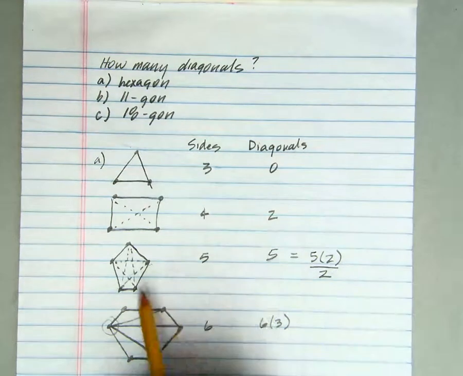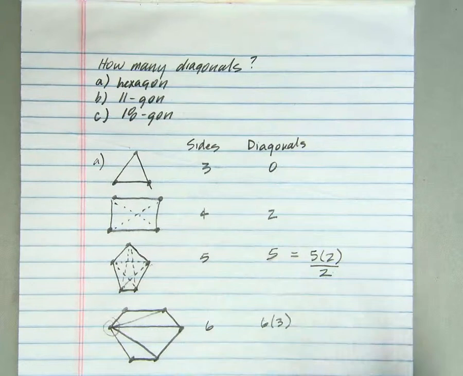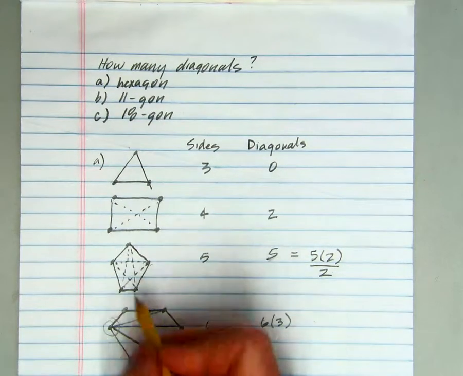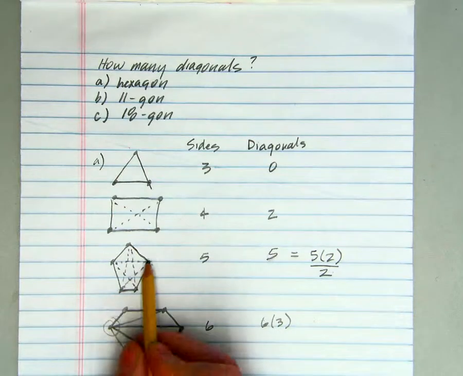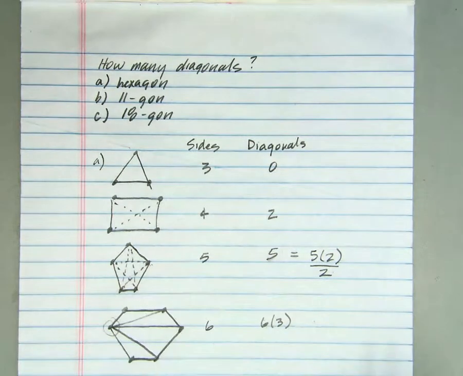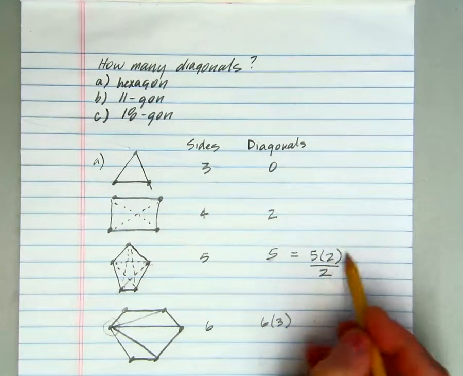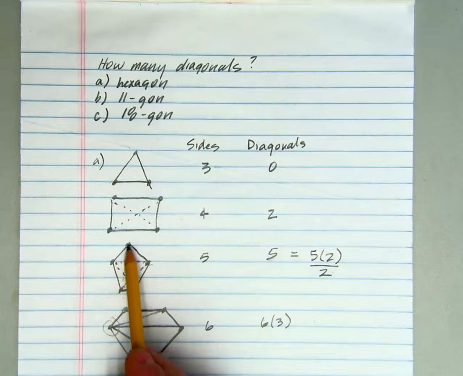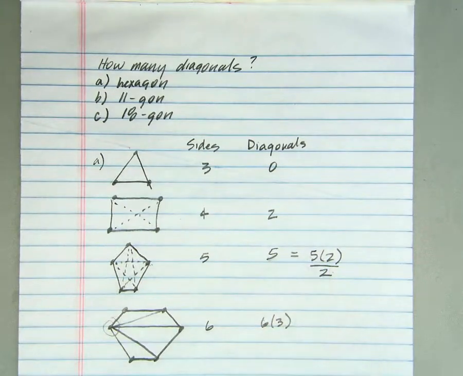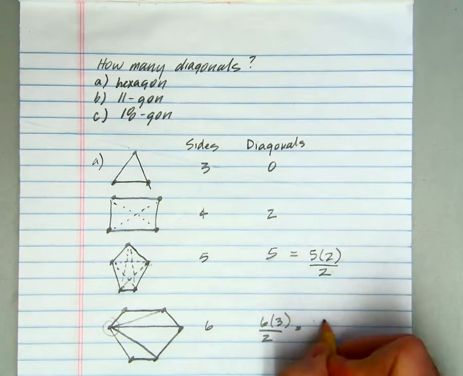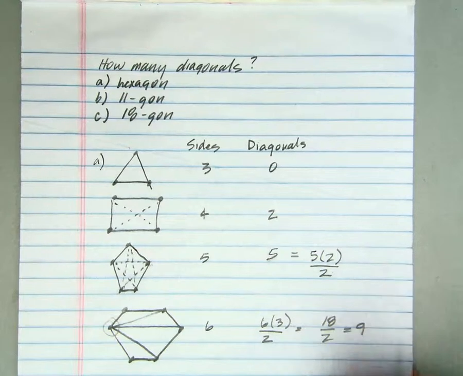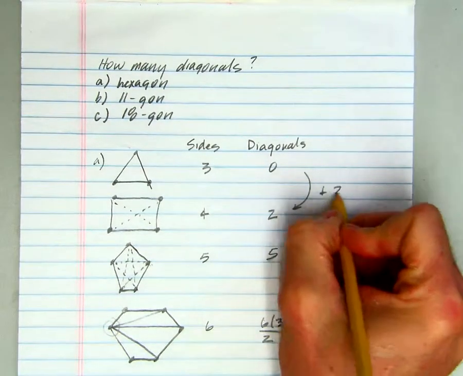The answer is that every vertex has 2 diagonals emanating from it, but any one particular diagonal connects 2 vertices. So I would count it here, and I would count it there, when I do the 5 times 2. So I have to divide by 2 because I double counted every diagonal. So what I should do here is 6 times 3 divided by 2, which would be 18 over 2, or just 9. And that seems to make sense, since I see this going up by 2.